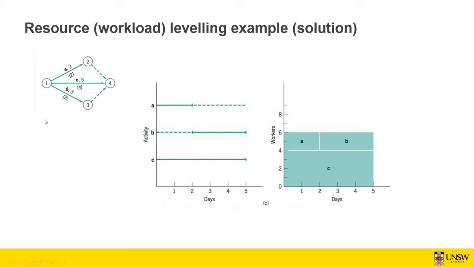The reason for that is because none of these A, B, or C tasks are dependent on each other. So it doesn't matter if you start task A first or task B first, or we can start task C at the same time as task A or task B. And with this, we can level out the workers during the 5 days of the project.